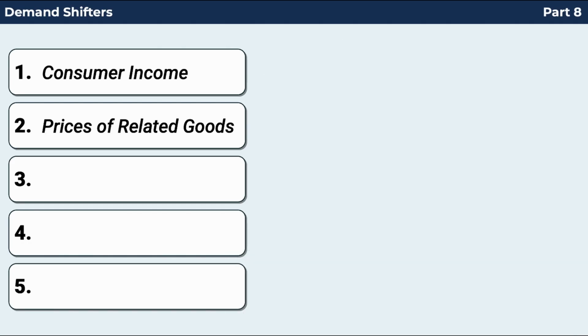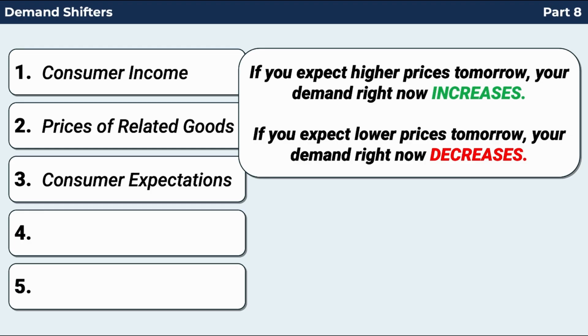Moving on to the third demand shifter, we have consumer expectations. Long story short for this one is if you expect higher prices tomorrow, then your demand right now is going to increase. You want to capitalize on those cheap prices today if the price is going up tomorrow. Now, if you expect lower prices tomorrow, then your demand today is going to decrease because you would rather just buy it cheaper tomorrow. So if you expect the price to change in the future, then it's going to change your current demand. Again, as a rational consumer, you're going to optimize by spending the least amount of money. And if that means you have to wait one more day, then so be it. But what you expect to happen is going to increase or decrease your demand.